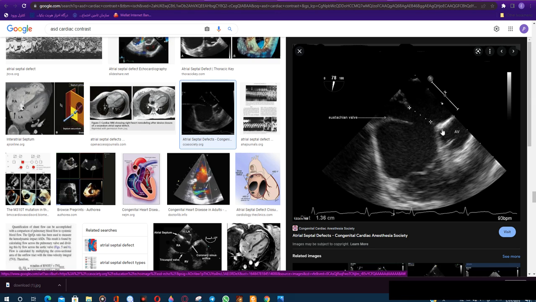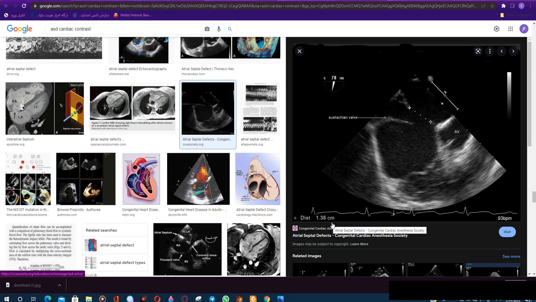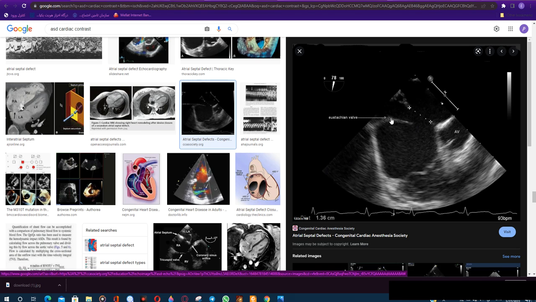ASD may be secundum or primum, and maybe marginal ASD. In echocardiography, especially transesophageal echocardiography, we can measure the rim of the hole of the ASD for the surgeon so that he can operate. By surgery we can cure the ASD, or by balloon and umbrella device we can cure the ASD.